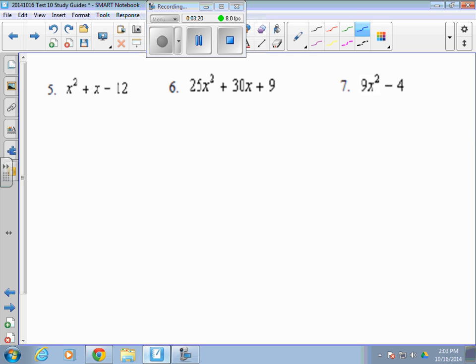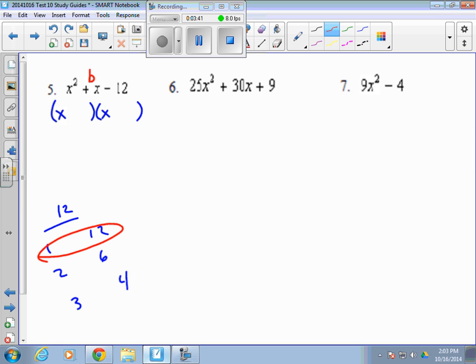Same thing with number 5. You have a coefficient of 1 on your x squared, so x times x. Your pairs of 12 are 1 and 12, 2 and 6, and 3 and 4. Okay, which pair is going to get you to this b value, knowing that this b value is 1? The first pair, 1 and 12, either gets you 11 or 13. This one either gets you 4 or 8. This is the only one, 3 and 4, that's going to get you to the number 1. So you have to use 3 and 4.